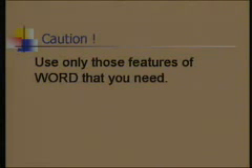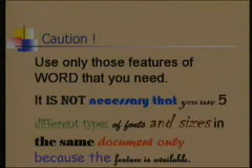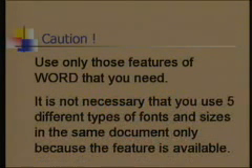Okay. Now there is a word of caution. This is a very, very important thing, so please listen carefully. You must use only those features of Word that are required or that are needed by you. It is not necessary that you use 5 different types of fonts or 5 different sizes of the characters. You underline this, or you make bulleted lists, and you make numbered lists, and you keep something bold, you put something in italics. All that is not necessary at all. You should only use what is needed.